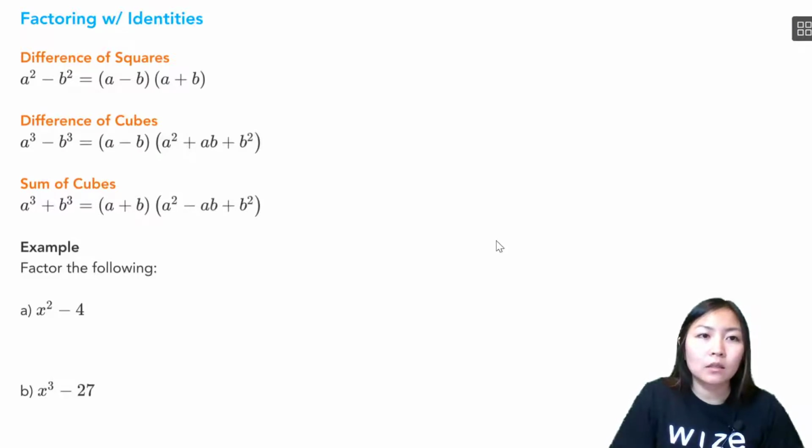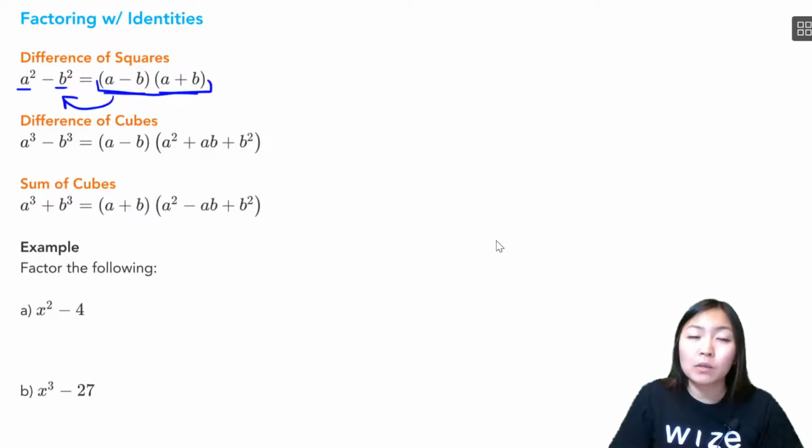Difference of squares looks like this. When you have a squared minus b squared, that is a minus b times a plus b. You can go the other way as well. So if you're given a minus b times a plus b, we can go back and say it's a squared minus b squared.